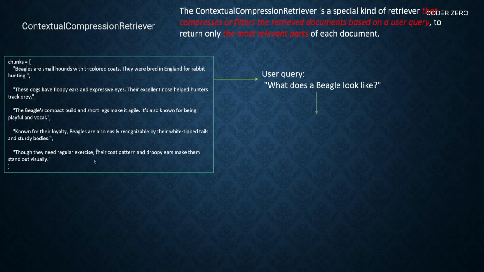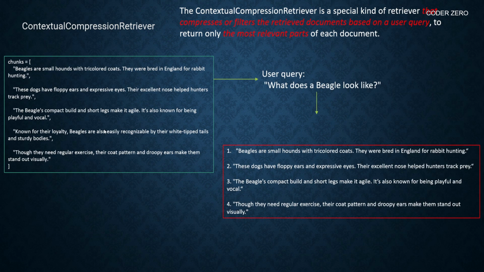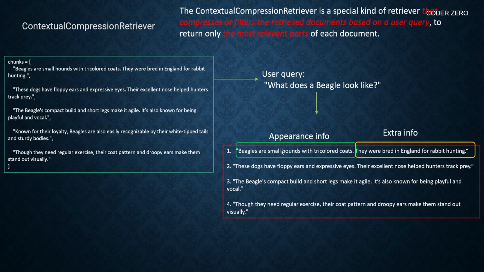So we have these documents in our dataset or in our database. Now this is our user query. What does a beagle look like? It might return something like this. Beagles are small hounds with tricolor coats. They were bred in England for rabbit hunting. You can see this is the appearance info and this is extra info we have. But we need only appearance info, right? This is just a noise.